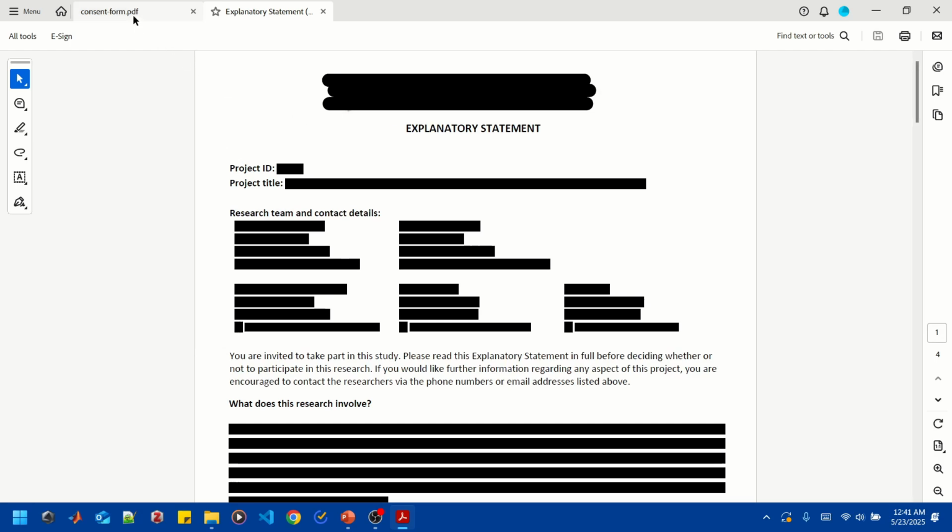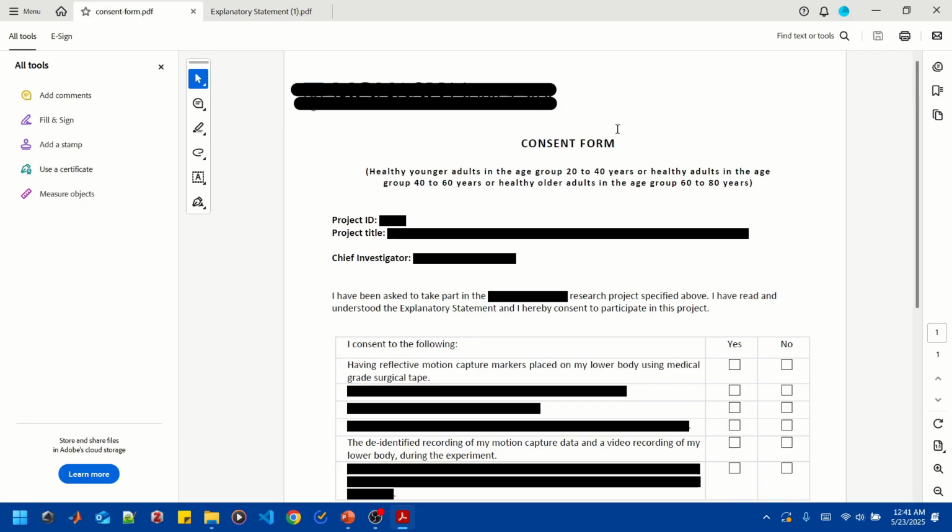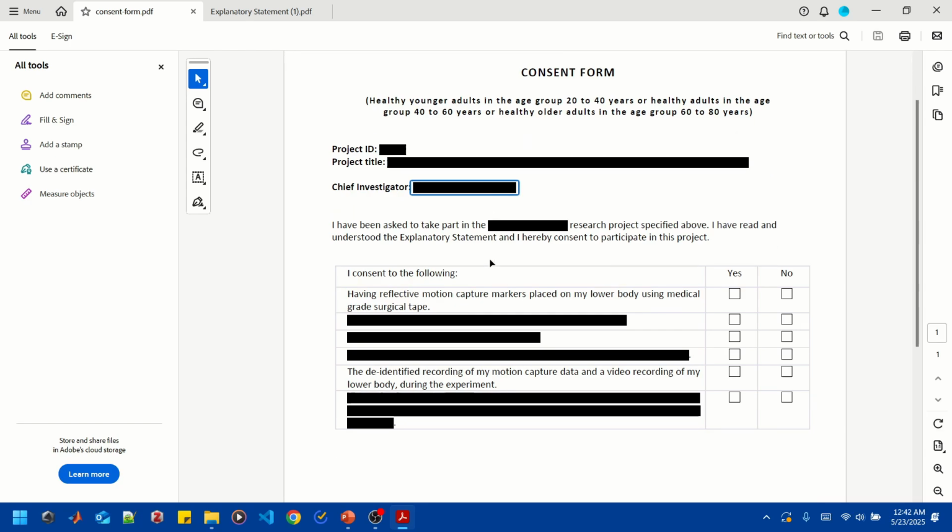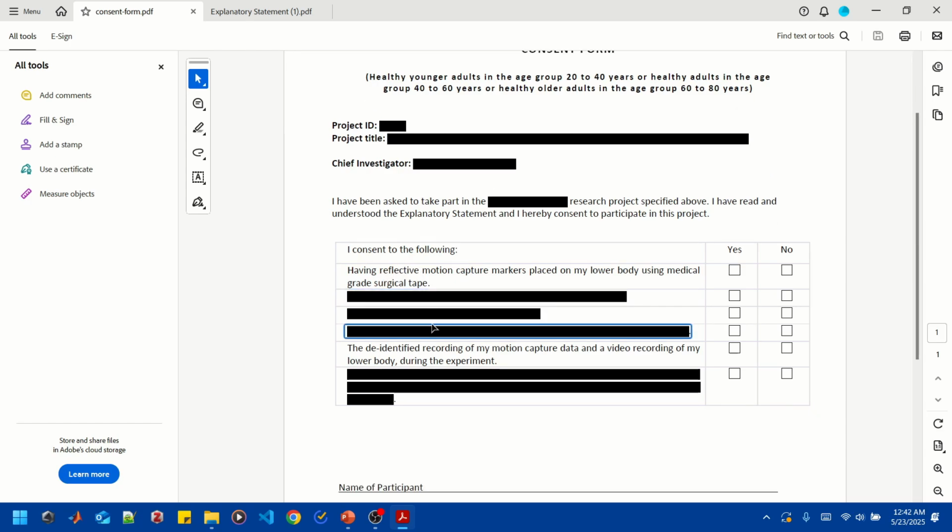And with this, you would also need to provide subjects a consent form. And the consent form again should contain the same project ID, title, and the name and designation of the chief investigator. And you should have a list of things that the subjects need to consent to. So I've just given two examples.